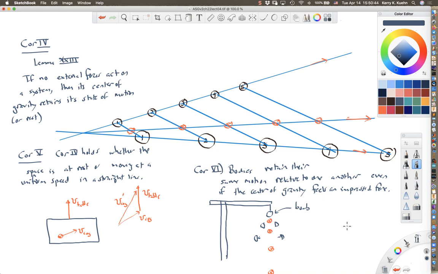This is going to be relevant when he comes back to talk about things like when you have the moon and the Earth orbiting around each other, around their common center of gravity. It doesn't matter that the sun is going to be pulling on both of them and they're both going around this orbit. Their motion relative to one another is going to be the same as if they were just sitting still.